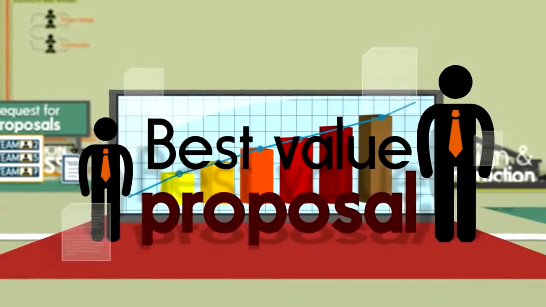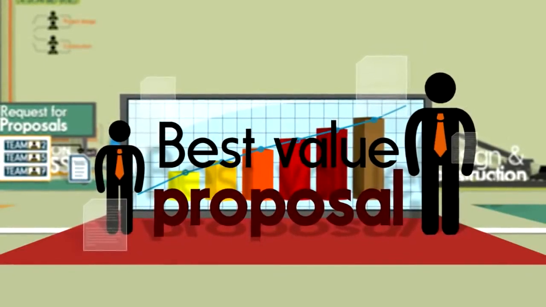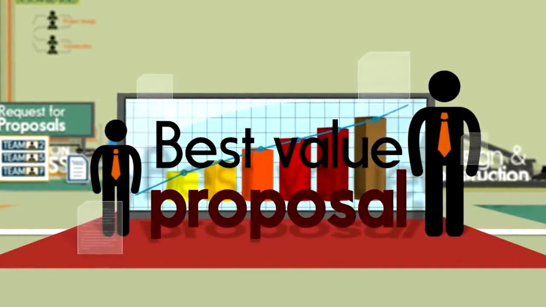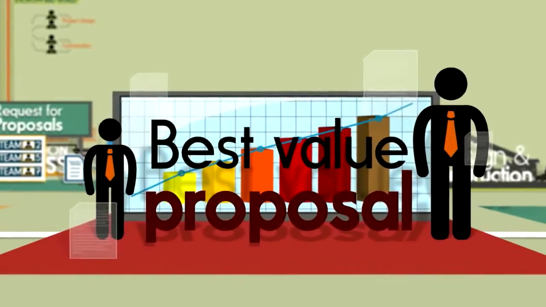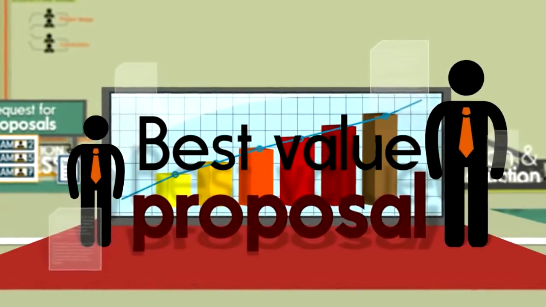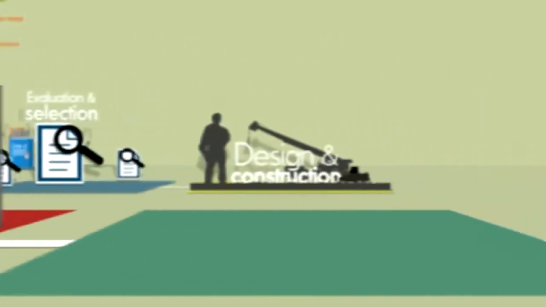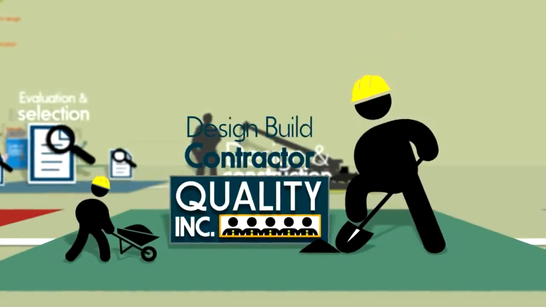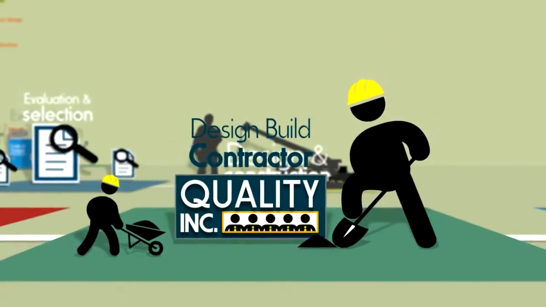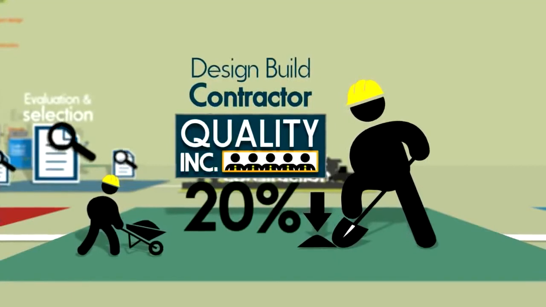Hometown LPA can use a variety of techniques to determine the best value proposal. It chooses to use a best value technique, which divides the price by that team's technical score to get an overall score for each proposal. These overall scores are arranged from lowest to highest, and the best value design-build team is selected. Hometown LPA selects Quality Incorporated to be the design-build contractor for this project, primarily because they demonstrated a 20% reduction in construction time that increased their technical score.